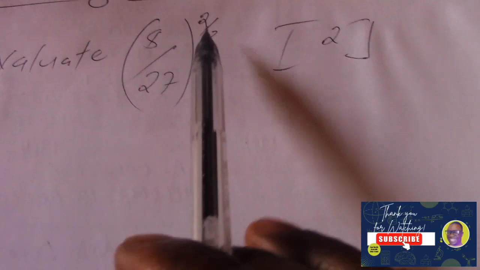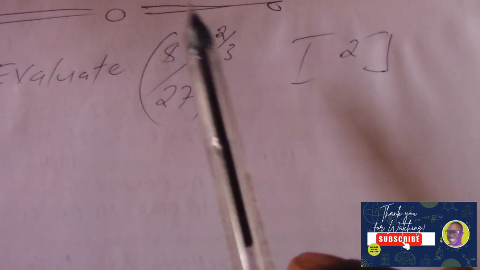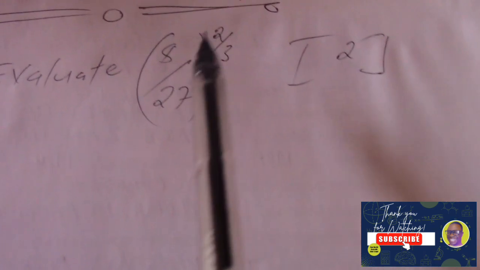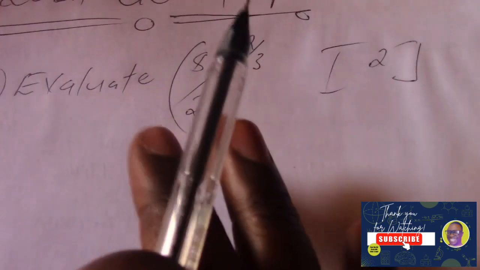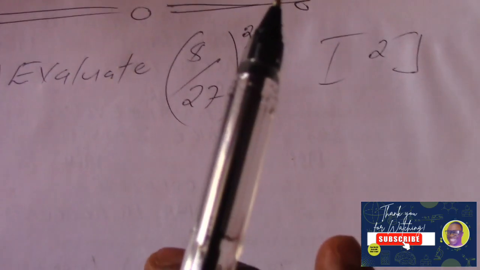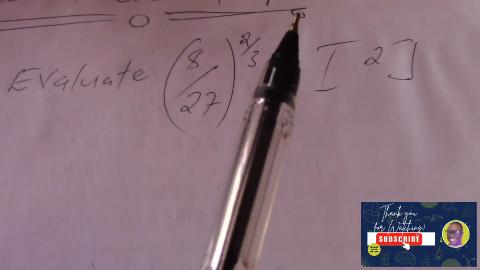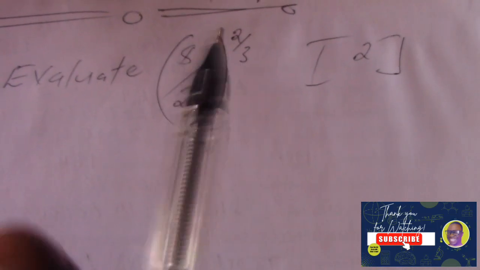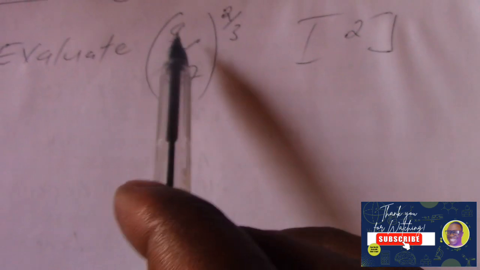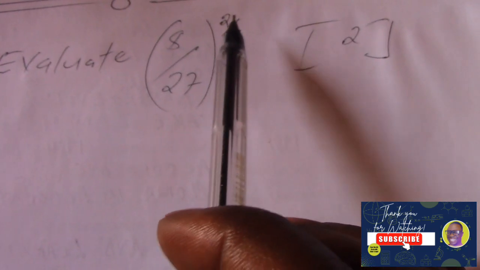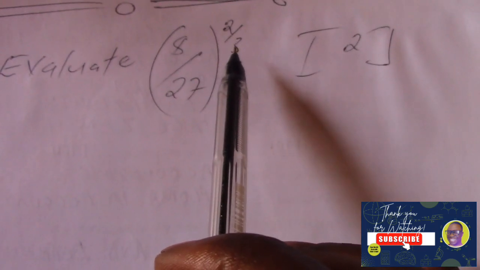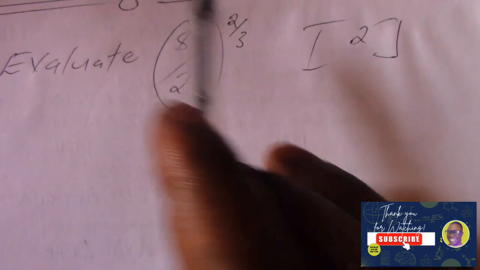This expression is also called a fractional power. So what is a fractional power? Write these terms down before we solve this question. A fractional power is a power that has a fraction as its exponent. For example, 8 over 27 to the power 2 over 3. This is a fractional power.